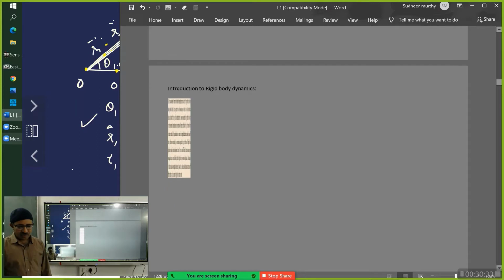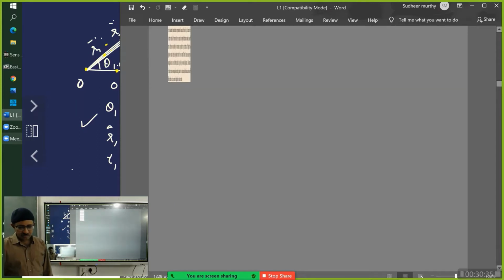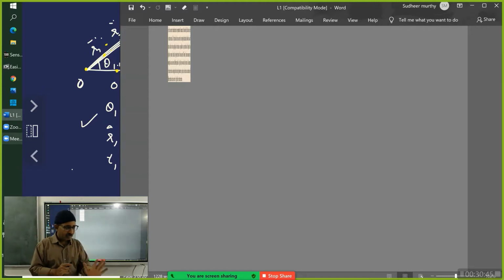Right. Now I think till this point you have got a clear picture, like translatory motion of a particle or pure translation, or if it is moving in a straight line. So now you see the next aspect is introduction to rigid body dynamics. That means now, what does rigid body dynamics mean?